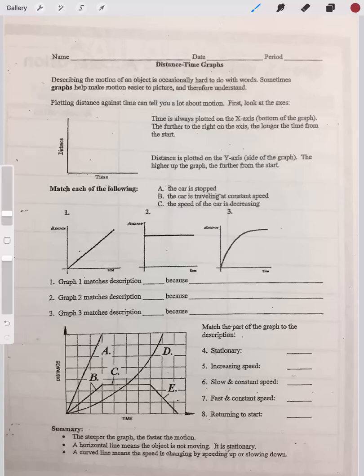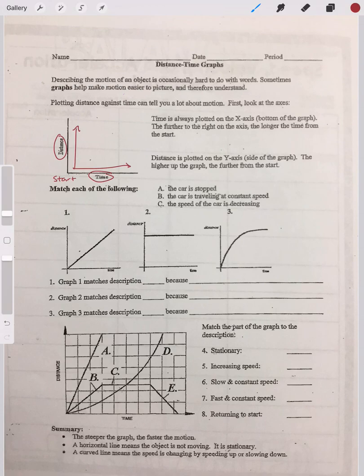First, look at the axes. Time is always plotted on the x-axis, which is at the bottom of the graph. The further to the right on the axis, the longer the time from the start. Distance is plotted on the y-axis. The higher up the graph we go, the further we're getting away from the start.